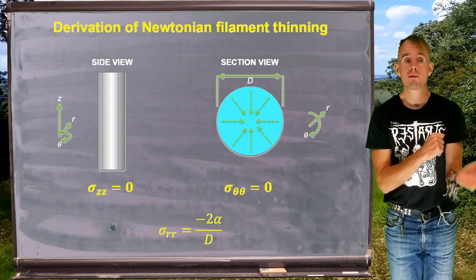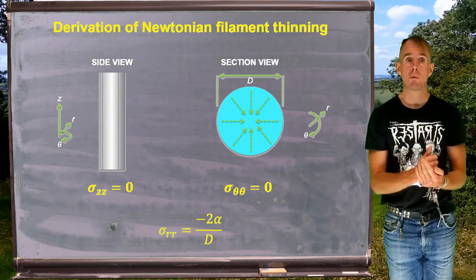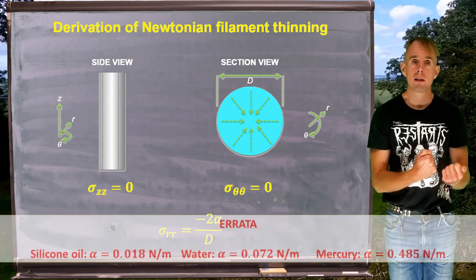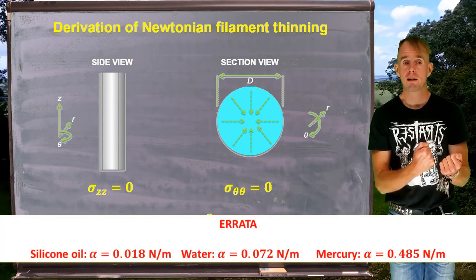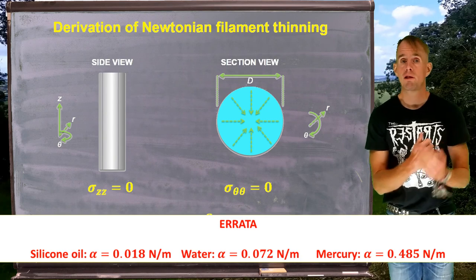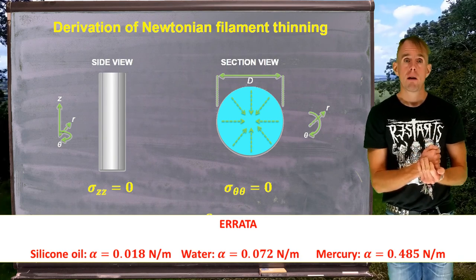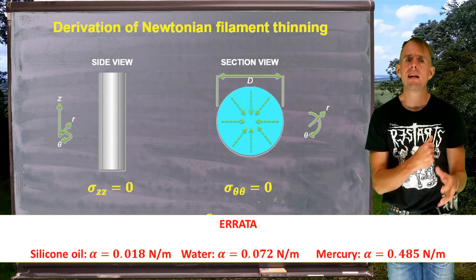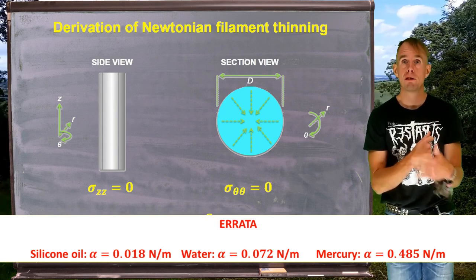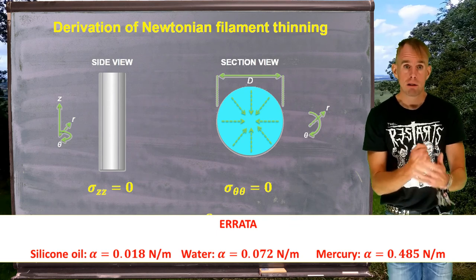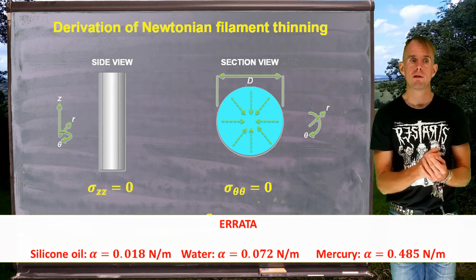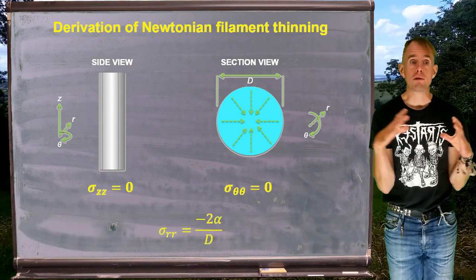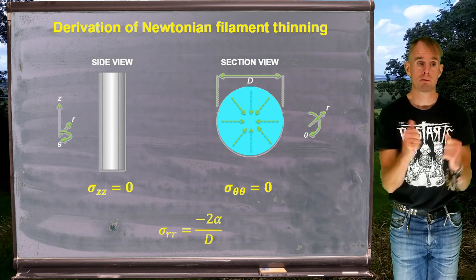Now, the range of surface tension values for real fluids is actually quite small, from maybe as low as 0.18, 0.19 newtons per meter for something like a silicon oil, through to 0.72 for water, maybe up to 0.1, 0.2, 0.3-ish for molten metals. However, we don't usually come across molten metals, and we certainly don't play with mercury anymore in the way that we used to. So, sigma RR is the stress that is present due to surface tension. That's the stress that we know the value of.